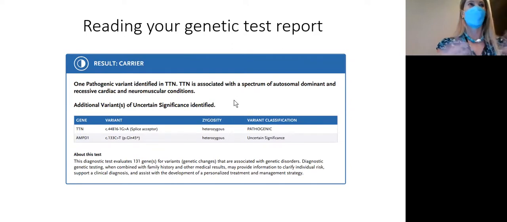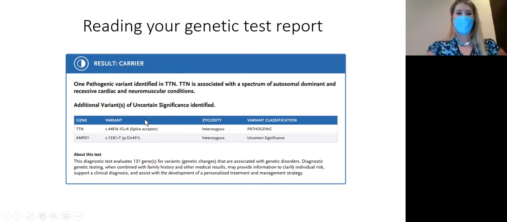So that basically summarizes what I just told you this morning about how the conditions can be dominant, they can be recessive, they can be neuromuscular, meaning skeletal muscle, or they can be heart. And then it says additional variants of uncertain significance identified. Wow, okay, that's a lot to take in.